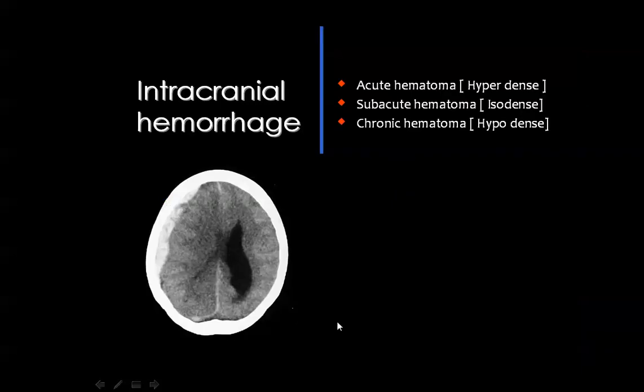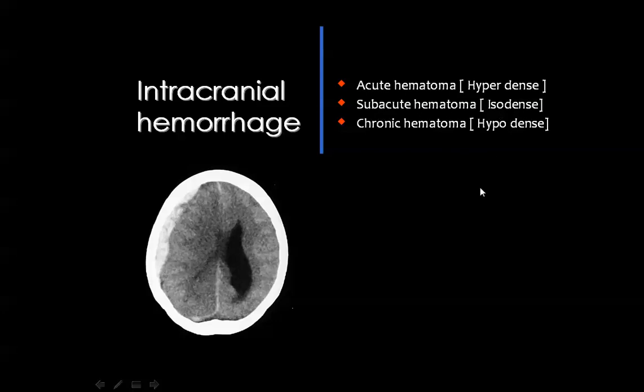Then we should know that the acute hemorrhage will appear hyperdense on the CT scan, and by time this hyperdensity will decrease until it is hypodense. Then acute hematoma is hyperdense compared to the brain parenchyma. Chronic hematoma will be hypodense compared to the brain parenchyma, and the subacute hemorrhage will appear of similar density to the normal brain parenchyma.